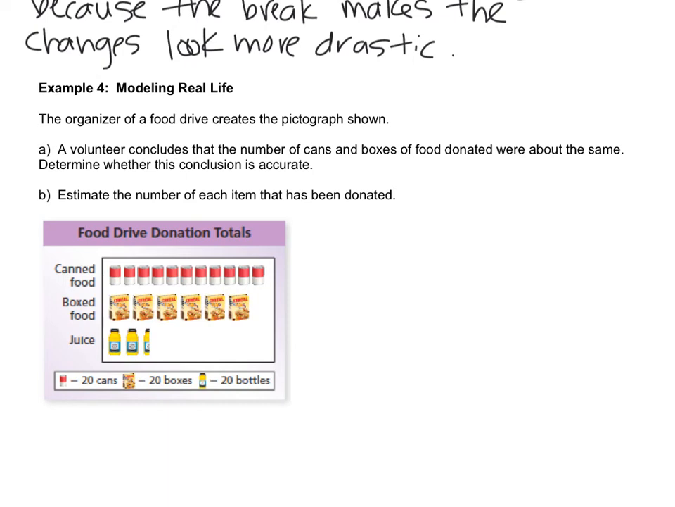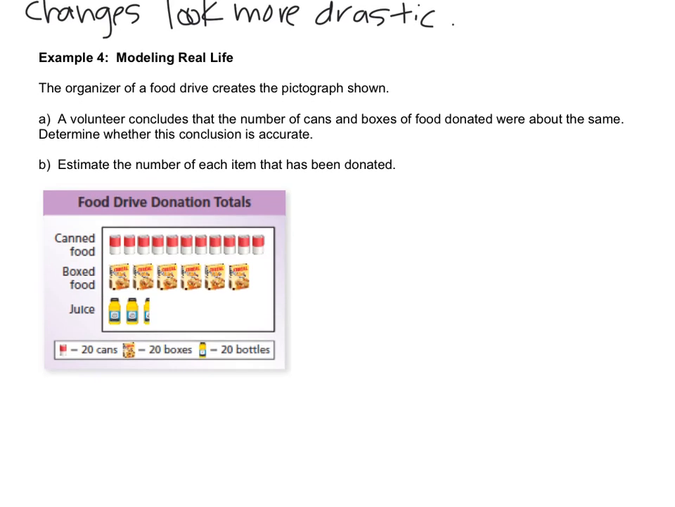It's not accurate because even though they both kind of line up in the same spot, the boxes are wider than the cans, so more cans are needed to make the same length of boxes. So if you look down at the key or the legend, each thing is worth 20. So let's see, this is 1, 2, 6, 7, 8, 9, 10, 11. So that is 220 cans, and it's only 20, 40, 60, 80, 100, 120 boxes. So that's definitely not accurate.